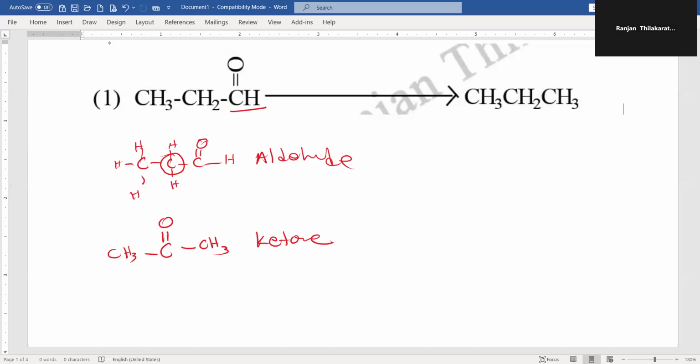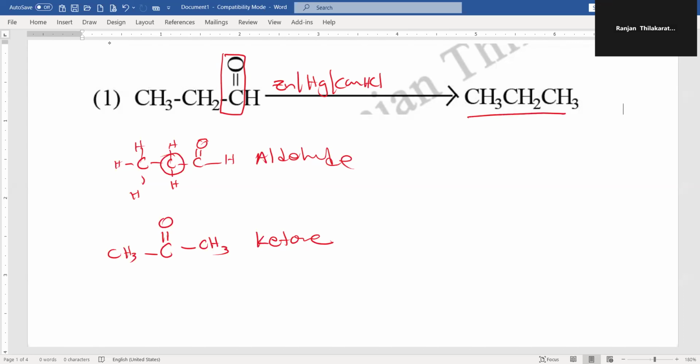Then aldehyde or ketone can be, this oxygen can be removed and two hydrogen can be attached to that carbon just by adding zinc, Hg, conc. HCl. Zinc, Hg, conc. HCl. If you add that, then you can convert this into alkane.